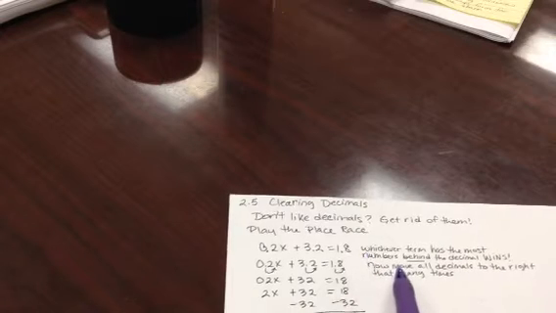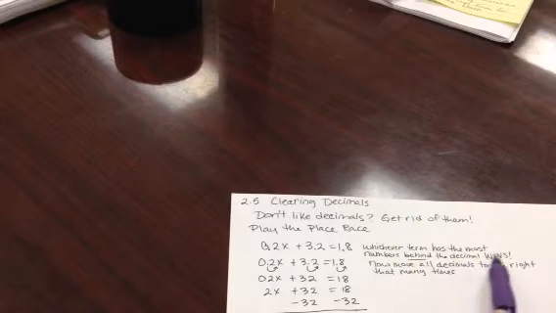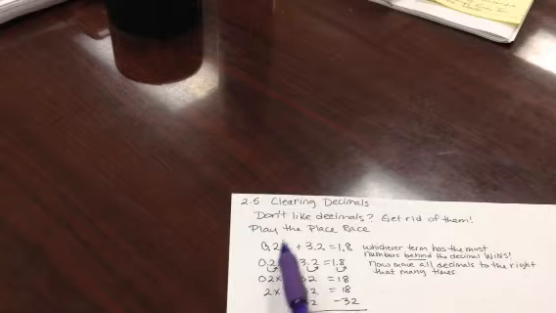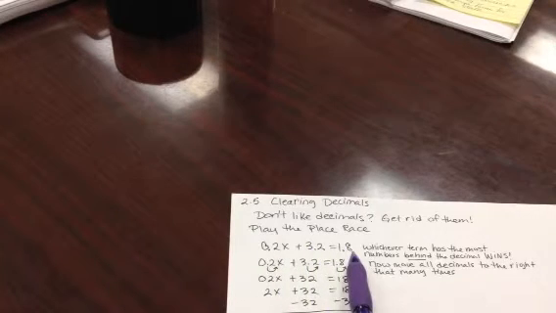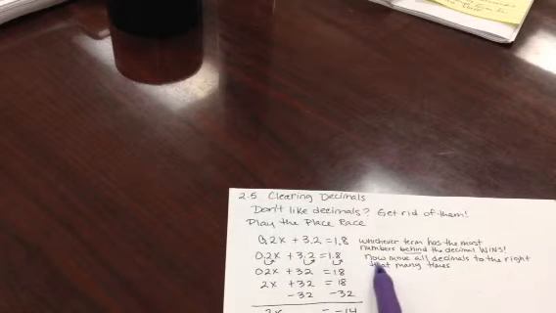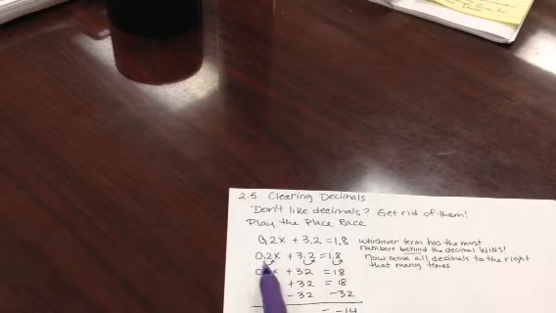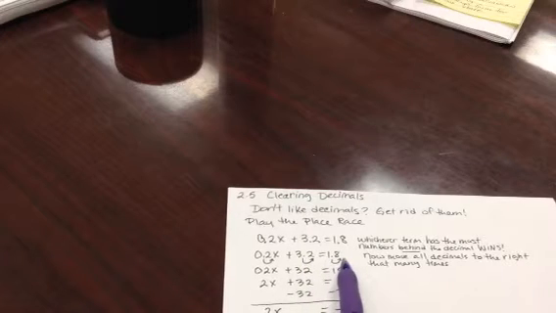And so to play the place race, whichever term has the most numbers behind the decimal wins. This one has one digit behind the decimal, this one has one digit, and this one has one digit. So it's a tie. One is the winner. So we're going to move all decimals to the right that many times. So this one needs to move over one place, this one needs to move over one place, and this one needs to move over one place.